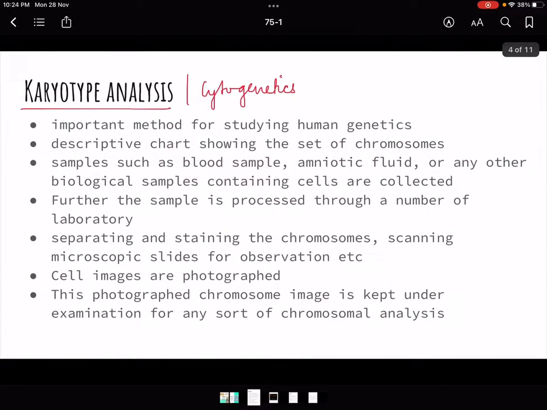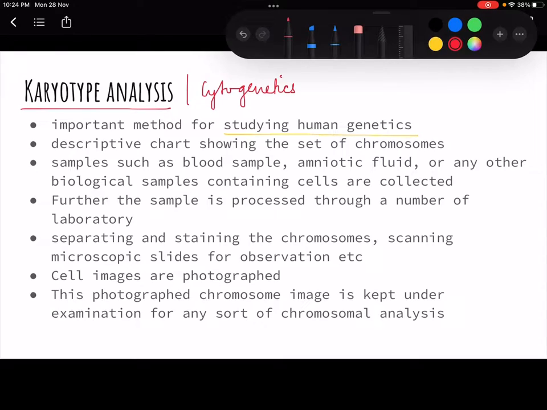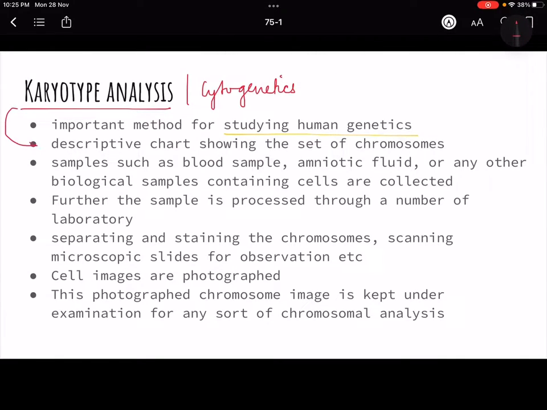Cytogenetics हो गया is the study of your chromosomes, ठीक है, and उसमें we are going to study the numerical part as well as the structural part of the chromosomes. And karyotyping analysis क्या होता है? Karyotype is basically a way of studying human genetics. Obviously whatever we are doing is a way of studying human genetics only. अभी तक whatever we did was a way of studying human genetics. But karyotype is a descriptive chart, ठीक है, showing the set of chromosomes.